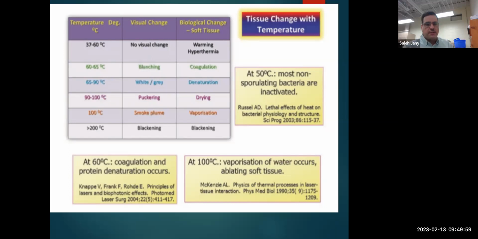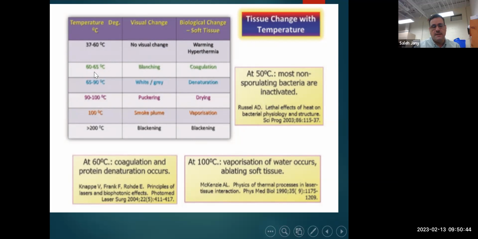I told you, when there's absorption, most of the effect of the laser is heat. All the science uses centigrade. 37 is the normal temperature. When it reaches 60 centigrade, there will be no visual changes on the tissue. It just heats them, and there's warmth, hyperthermia. We can use this for physiotherapy. The muscles will be stimulated and relaxed. They have more blood vessels, more blood supply, if you heat them up to 60 centigrade.